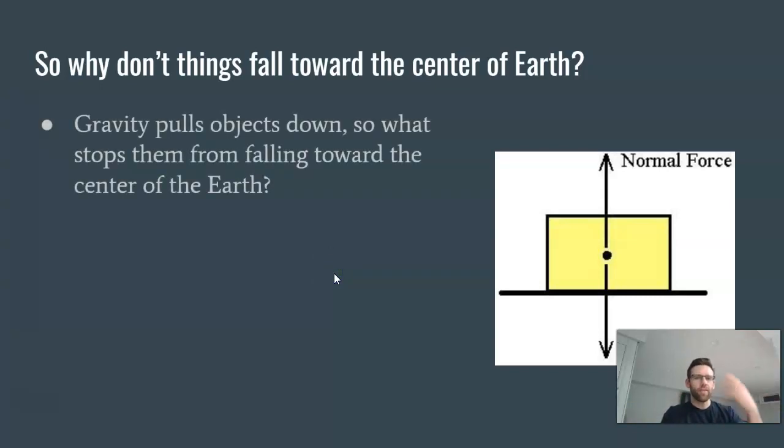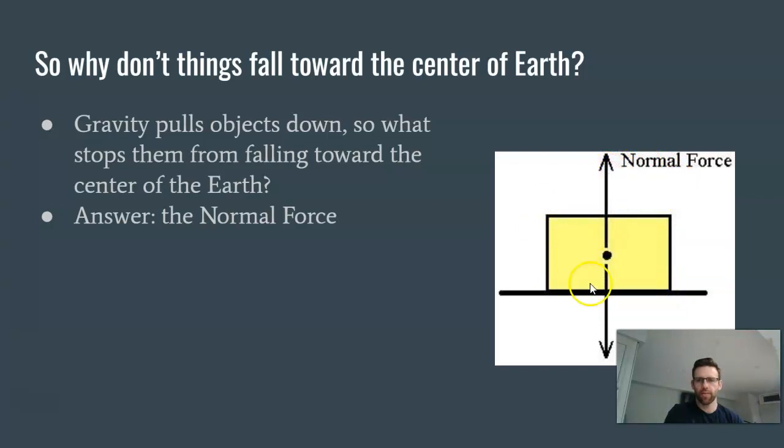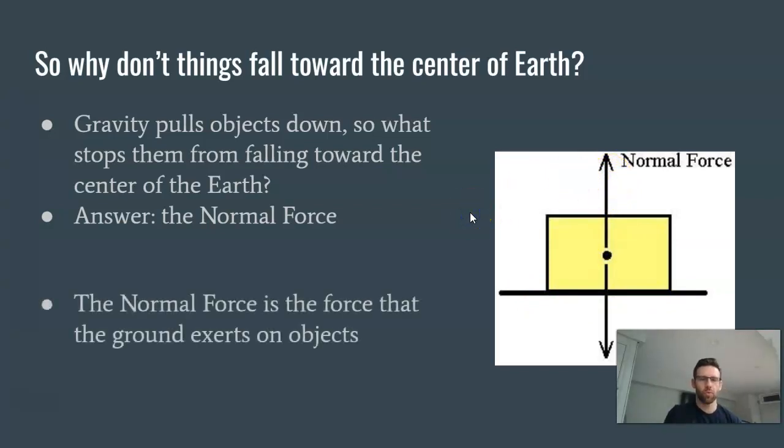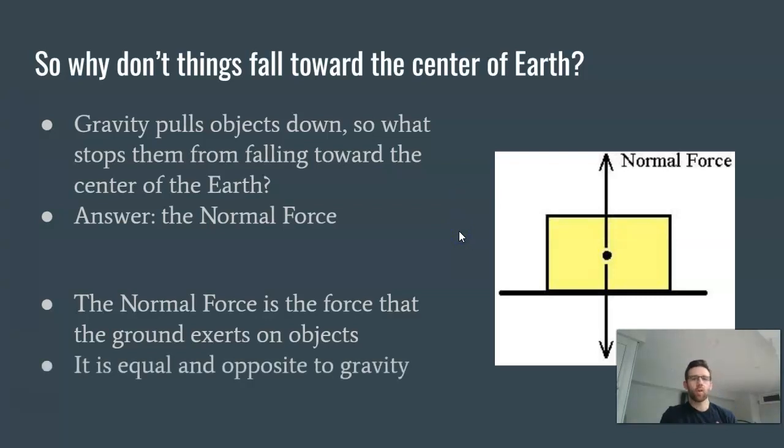All right. So gravity pulls objects down. What stops them from falling towards the center of Earth? We say the normal force. And so over here I have a picture that shows we have a normal force that is pushing up. It's kind of like whatever surface you have here. It could be a table, it could be the ground, but it's applying a force up that is equal and opposite to the force of gravity. So the normal force is the force that the ground exerts on objects, and it is equal and opposite to gravity.